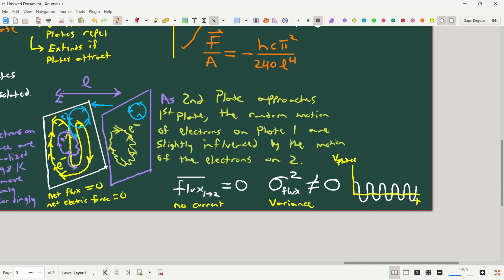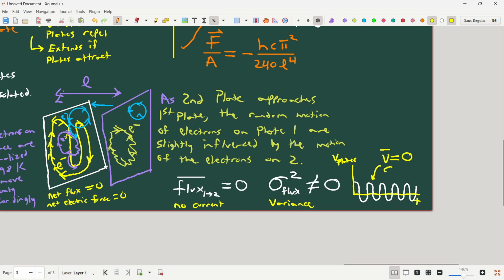Right? It would look like that. And what's the average of this? What's the average of this voltage? Well, it's 0 because it's positive just as much as it's negative. So it says here the average voltage is 0, because a sine wave is above 0 as much as it's below 0.